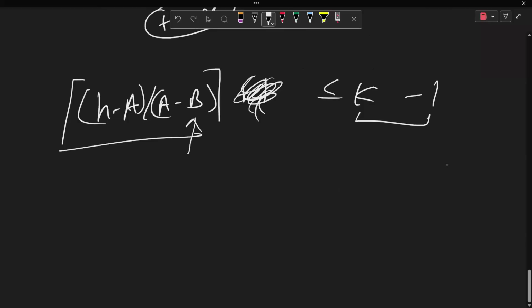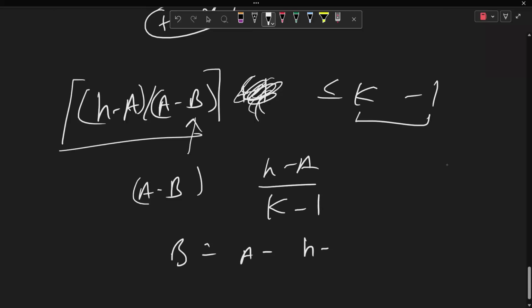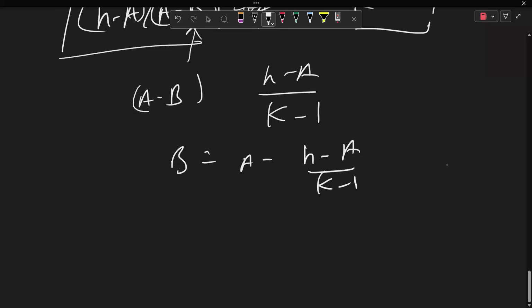So we can just change this relation into this one. We can take that there, and it would be (h minus a) by (k minus 1). So b would just become a minus (h minus a) by (k minus 1). You can do the mathematics. That way you can compute the maximum b. Or you can just look at it and directly compute.